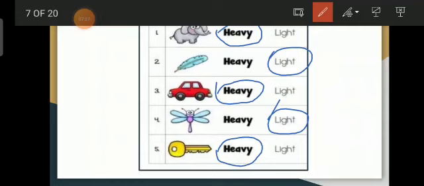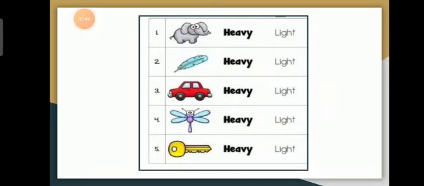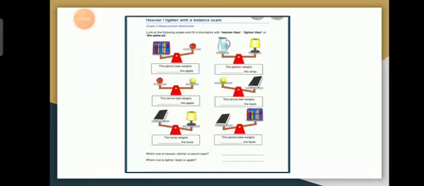This is how we will look at the objects and find out which object is heavy or light according to their weight. Now I'm going to erase my rough work. Look here. You can see over here the balance.